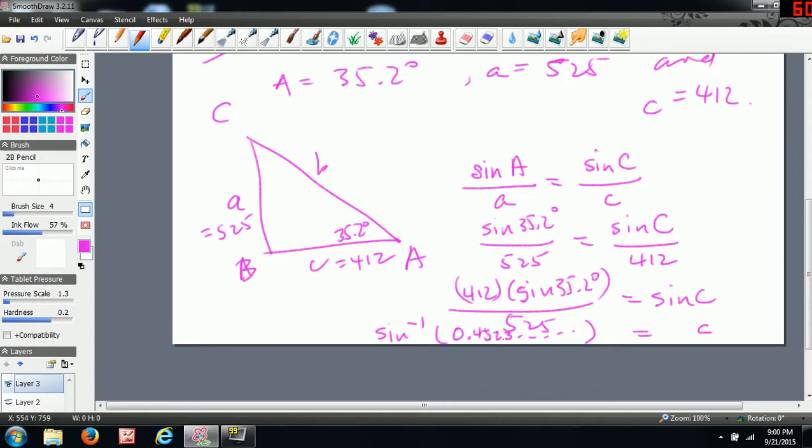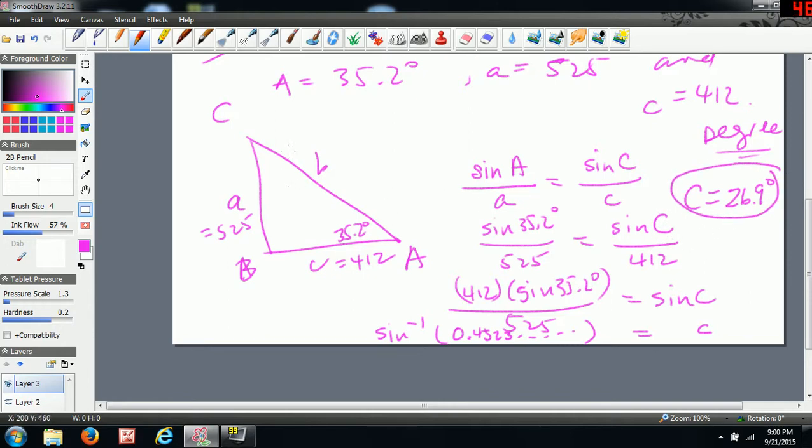You're going to plug that number in, and then to solve for angle C, you're going to take the sine inverse of that number. And again, your calculator should be in degree mode because we are working with degrees here in the question. And when you do that, you're going to get that angle C is equal to 26.9 degrees. Okay, so that would be your answer there.